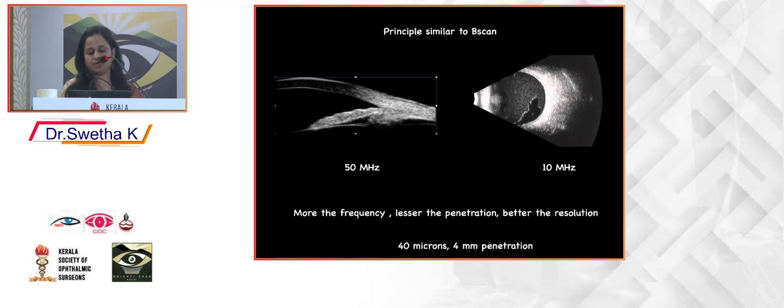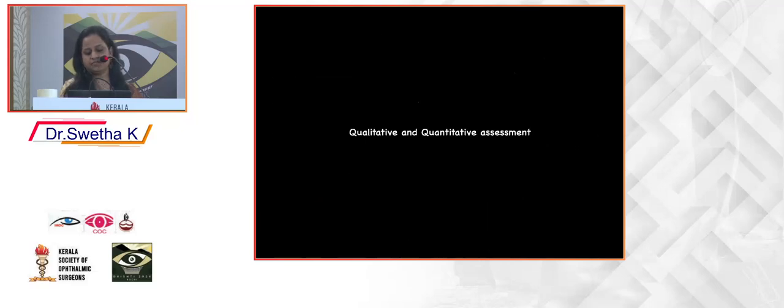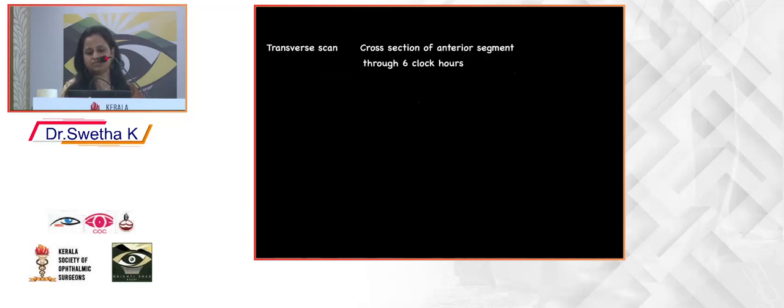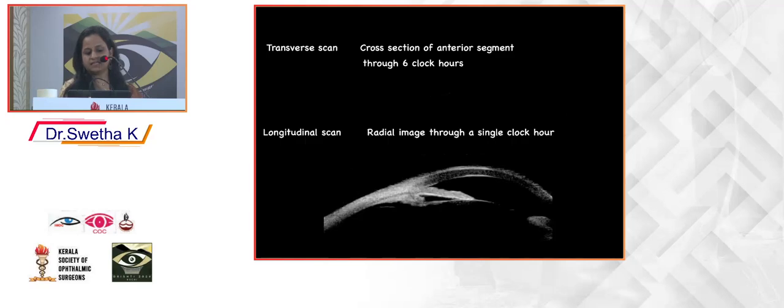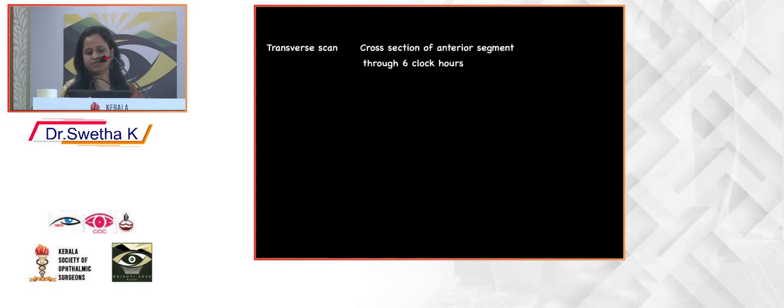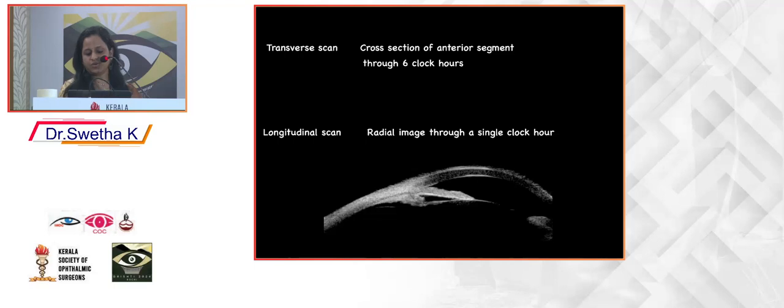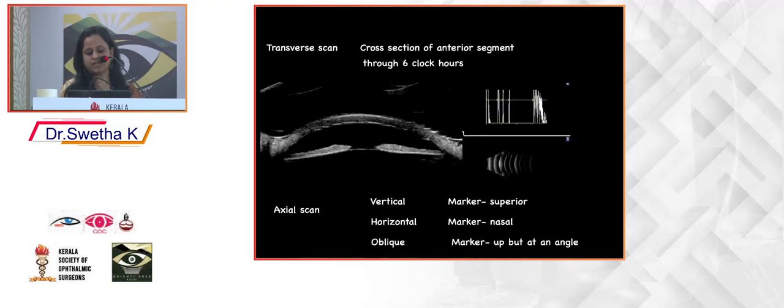B-scan uses 10 megahertz, whereas UBM uses 50 megahertz. The higher the frequency, the lesser the penetration and the better the resolution. We can have qualitative as well as quantitative assessment. There are different scans in UBM. You can have a transverse scan, you can have the longitudinal scan, which has a radial image to the single clock hour, and you can have the axial scan according to where you keep the mark.